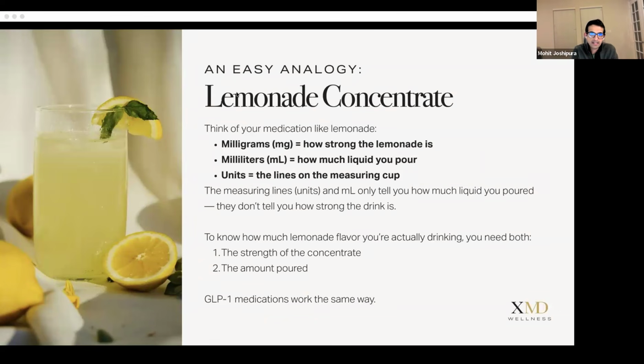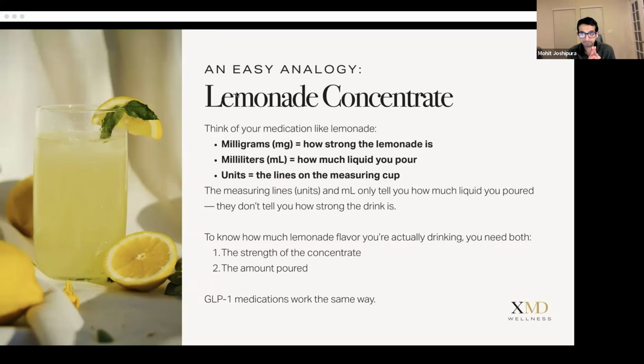So the easiest analogy we figured would work in this scenario is the lemonade concentrate analogy. Think of your medication like lemonade, where milligrams are how strong the lemonade is, milliliters are how much liquid you pour, and units are the lines on the measuring cup. So if you focus on units and milliliters, that only tells you how much liquid you poured. They don't tell you how strong the lemonade is.